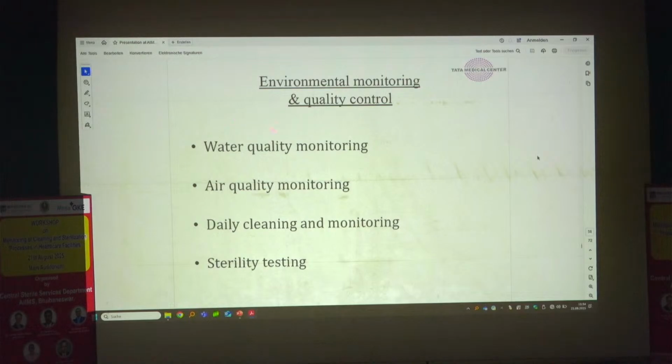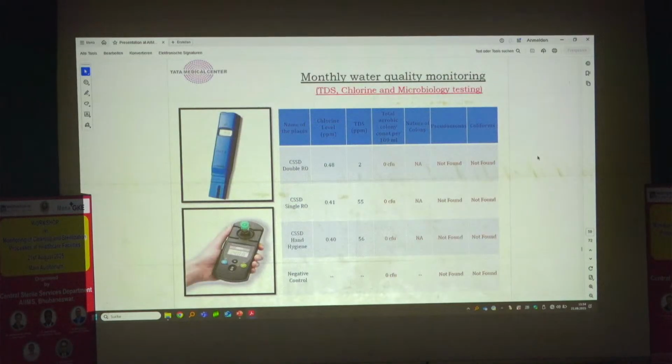Environmental monitoring and quality control. We practice water quality monitoring, air quality monitoring, daily equipment monitoring, and sterility testing. This is one report of the quality monitoring of water. See, the chlorine test, TDS test, aerobic colony, pseudomonas, coliform, all things are at a glance. We are testing it. Microbiological testing we practice every month, and TDS monitoring we practice daily.